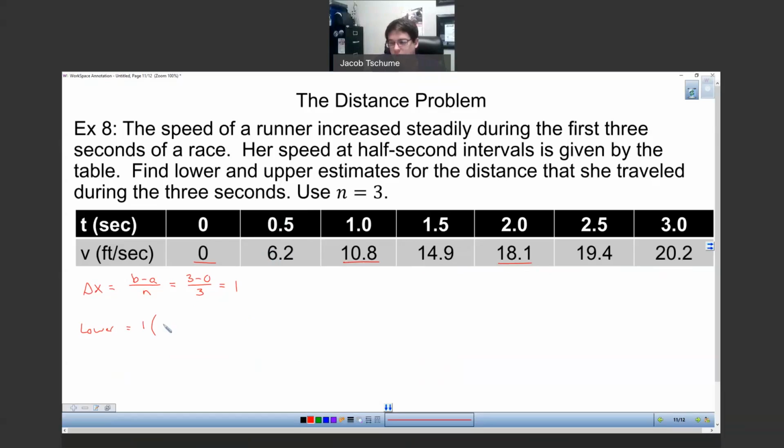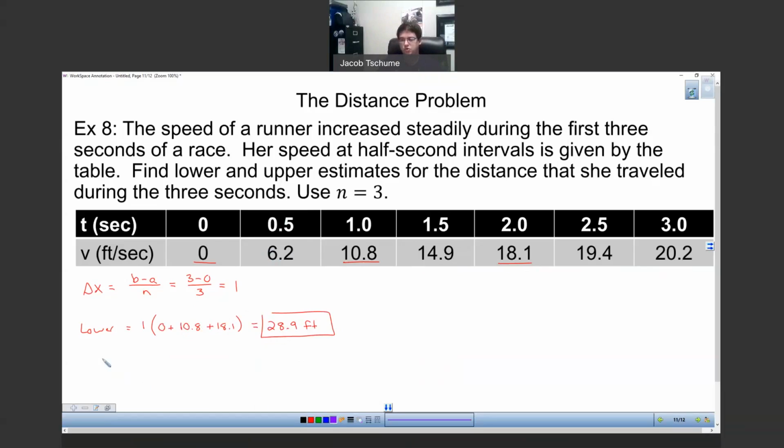So when I add all 3 of those numbers up and multiply them by 1, this is a little bit easier to do, you should get 28.9 feet. That is our lower estimate for how far this runner traveled.